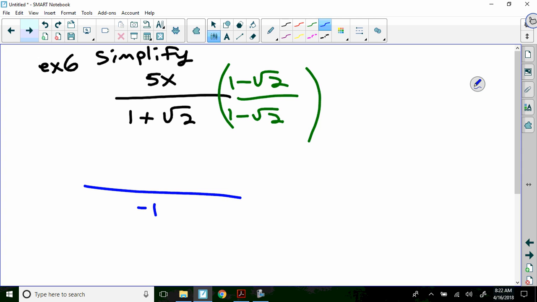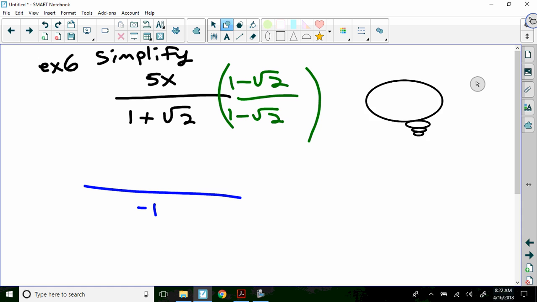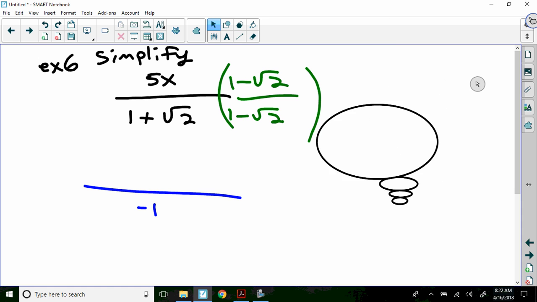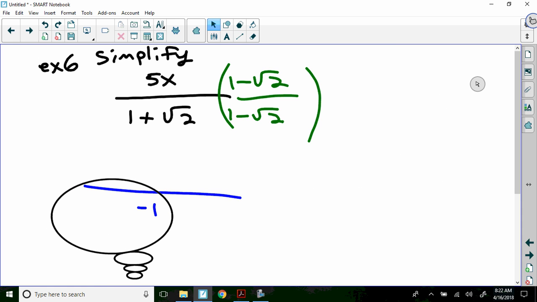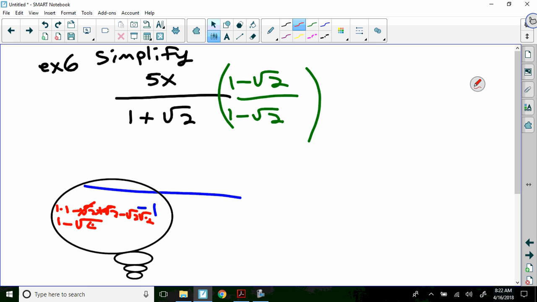Okay. If you missed where the denominator came from, let me put up a thought bubble, because that was an awful lot going on. The denominator there was really 1 times 1, minus rad 2 plus rad 2 minus rad 2. So that stuff cancels. So that's 1 minus rad 4, 1 minus 2, and that's where that negative 1 comes from.